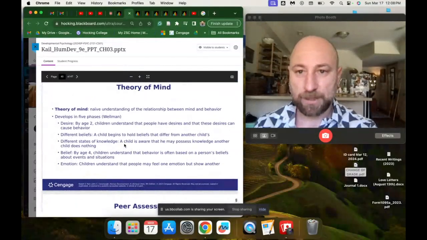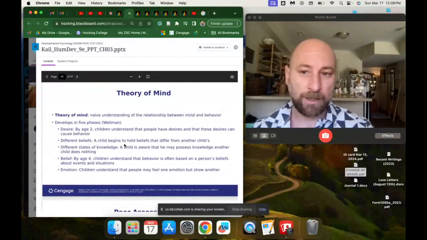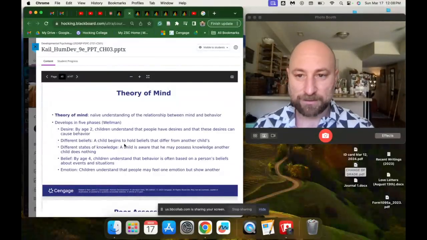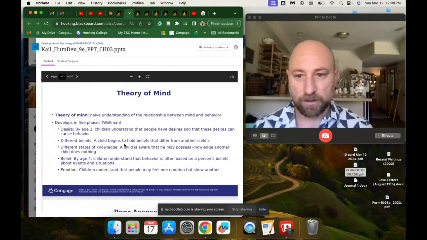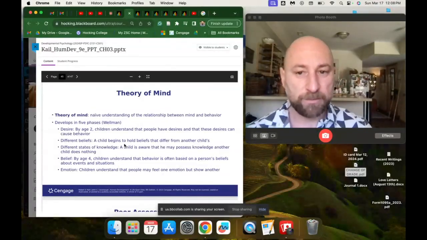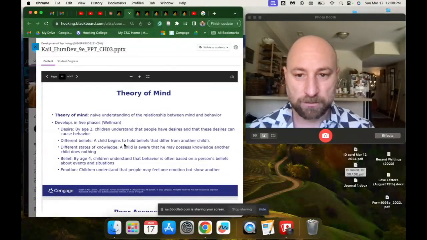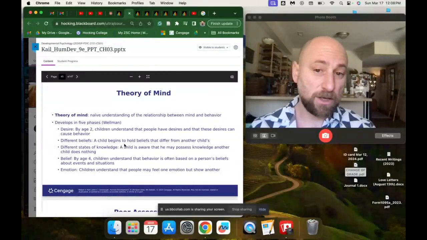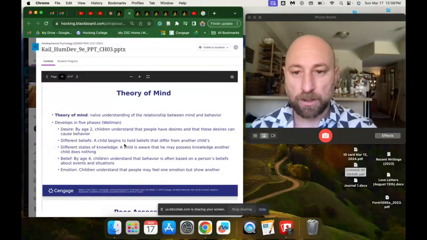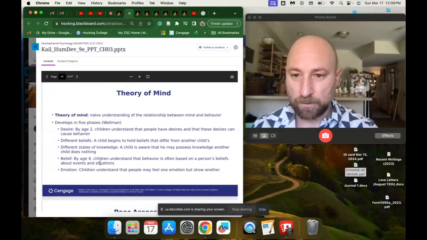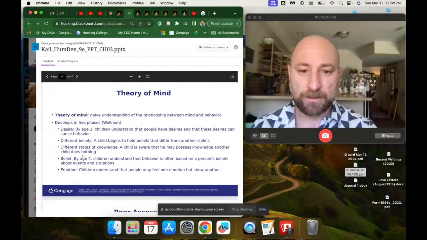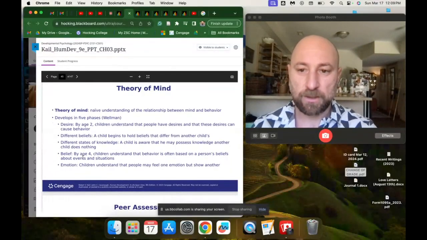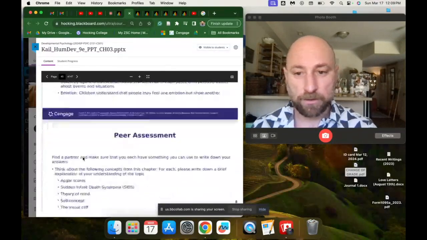Okay, I think this is our last topic, theory of mind. Theory of mind is a naive understanding of the relationship between mind and behavior. It develops in five phases. Desire: by age 2, children understand that people have desires and that these desires cause behavior. Different beliefs: a child begins to hold beliefs that differ from another child's. Different states of knowledge: a child is aware that he may possess knowledge another child does not. Belief: by age 4, children understand that behavior is often based on a person's belief about events and situations. And emotion: children understand that people may feel one emotion but show another.